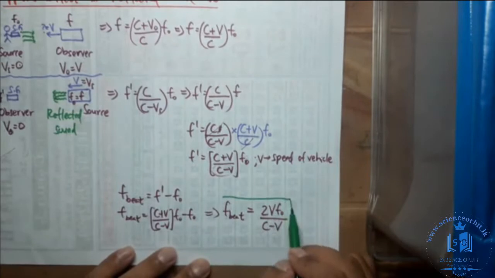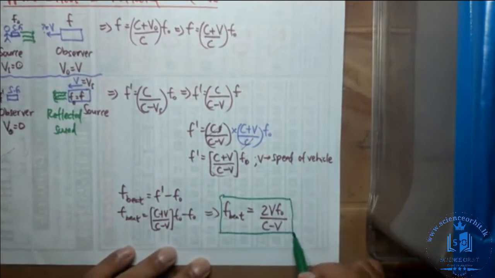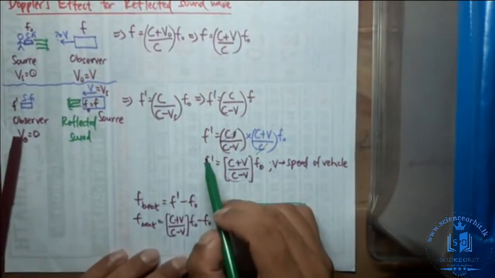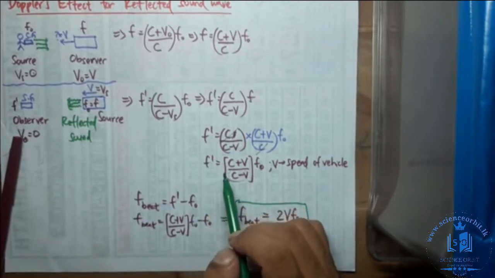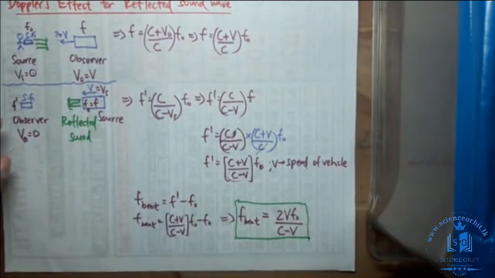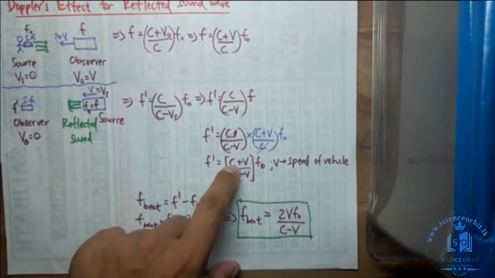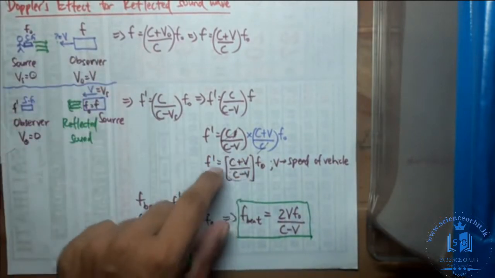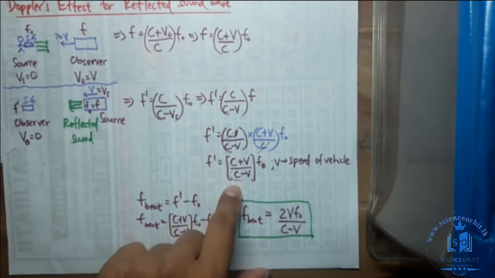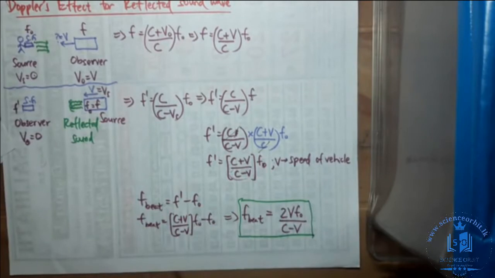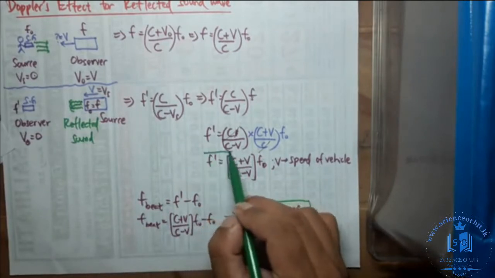Don't learn this by heart. If you can remember it, there's no harm in it, but sometimes it will be difficult. Try to remember this equation for F dash, the apparent frequency of the reflected wave, the frequency received by the source again. You just have to add the speed of the moving object to the speed of sound in air, then subtract it from the speed of sound in air, get the ratio and multiply by F naught. That is how it is. And this is the equation for the beat frequency.